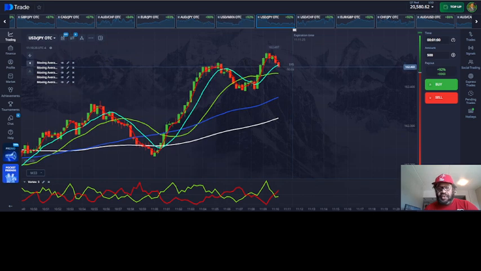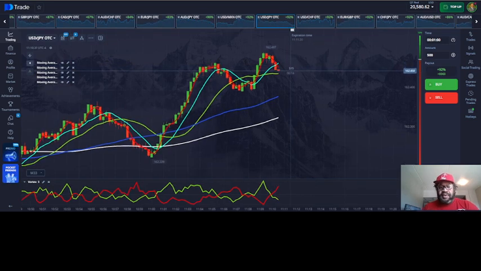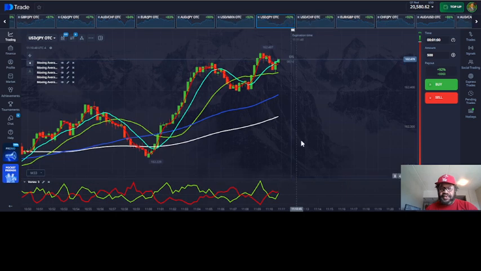Okay, so I'm on the USD JPY currency pair, and what I'm looking for is a cross of the green vortex line, the plus VI line, and the red VI line here. I'm waiting for the vortex lines to cross here. I need the green vortex line to cross above the red one in an upward direction.